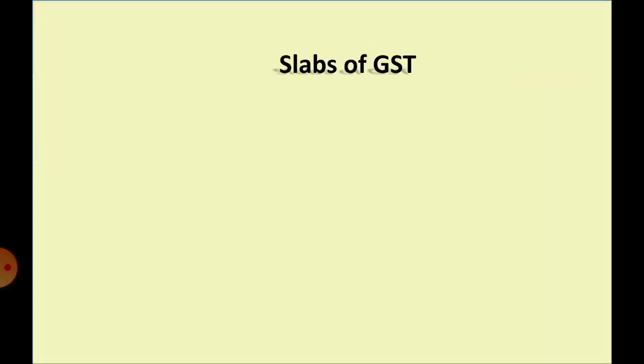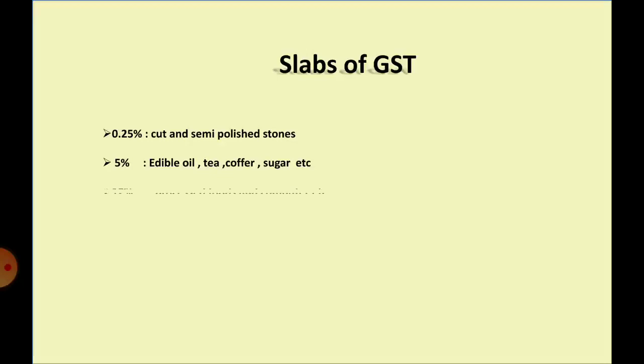Now, come to the slabs of GST. Basically, there are 5 slabs. First one is a 0.25% slab. In this slab, semi polished and cut stones are applicable. Second slab is 5%. Edible oil, tea, coffee, sugar, and household essentials come under this slab. And the third one is 12%. Processed foods, packed foods, and computer and electronic goods come in this slab.